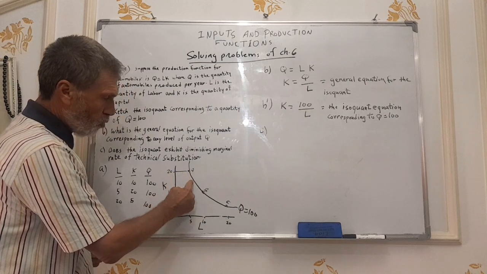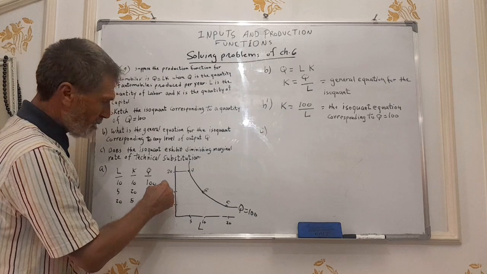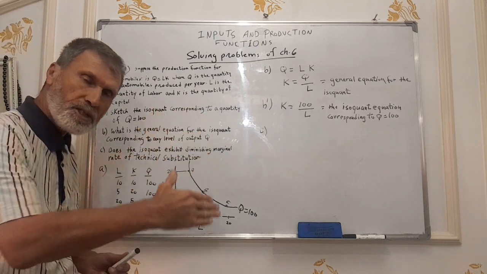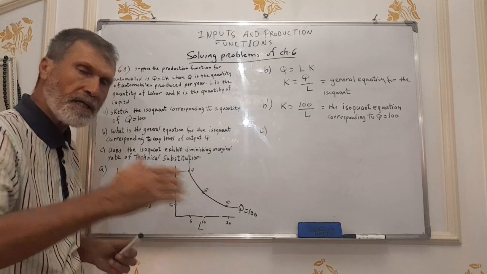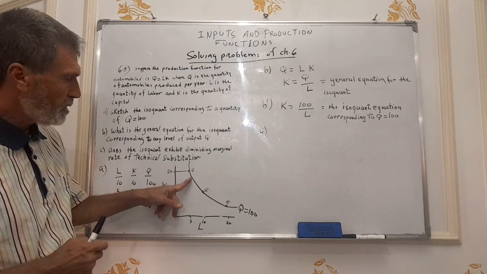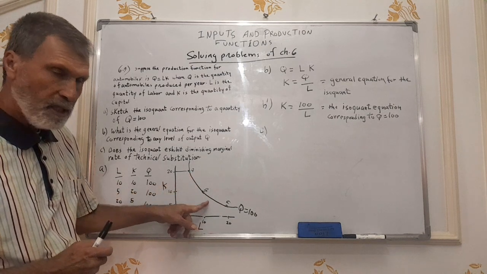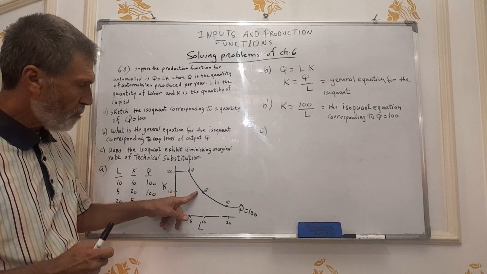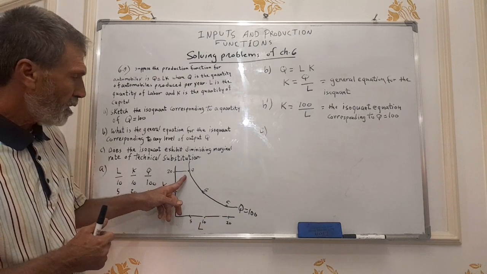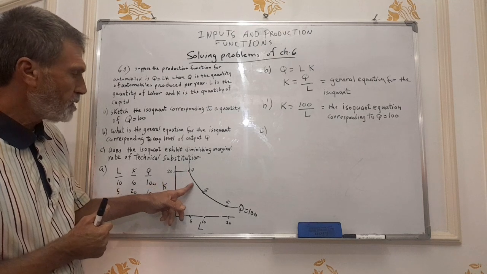Therefore, as we move along the isoquant, as L increases and K decreases, we notice that we have a diminishing marginal rate of technical substitution, because the slope over here in absolute value is greater than over here, and greater than over here. So the slope is decreasing.